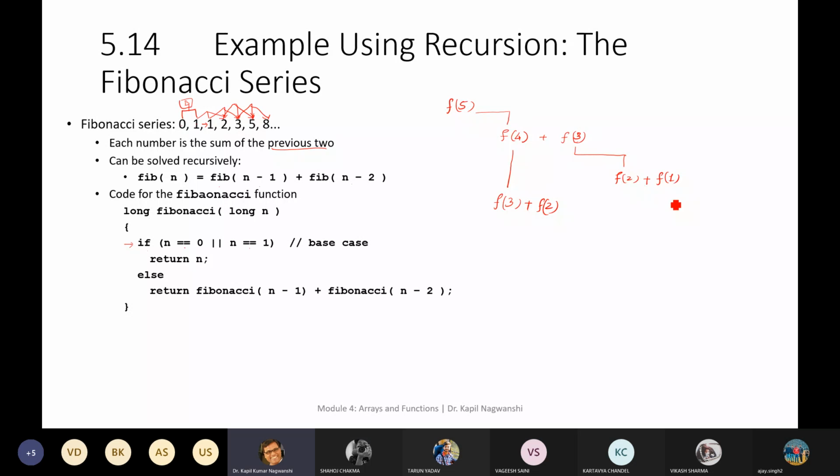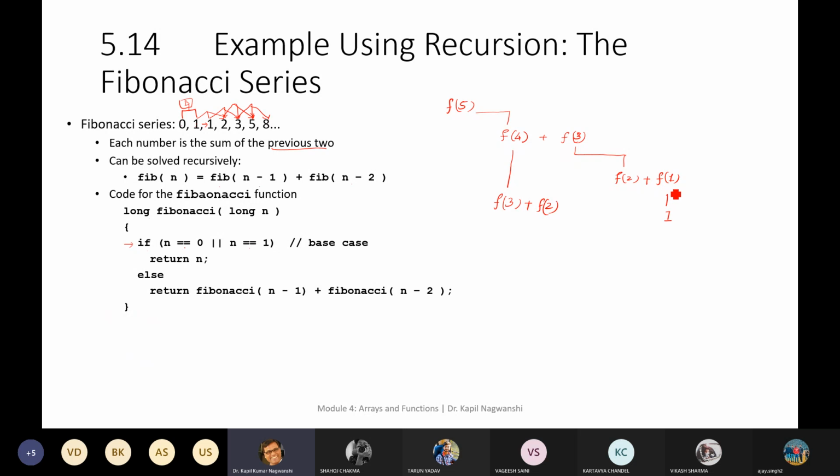Now, F1 will return what value? n. Yes. It will return directly 1, yes or no? It will directly return 1 because our definition says that. So it will return 1. So how does it reach 0? Yes, it will reach 0. So this will return 1.